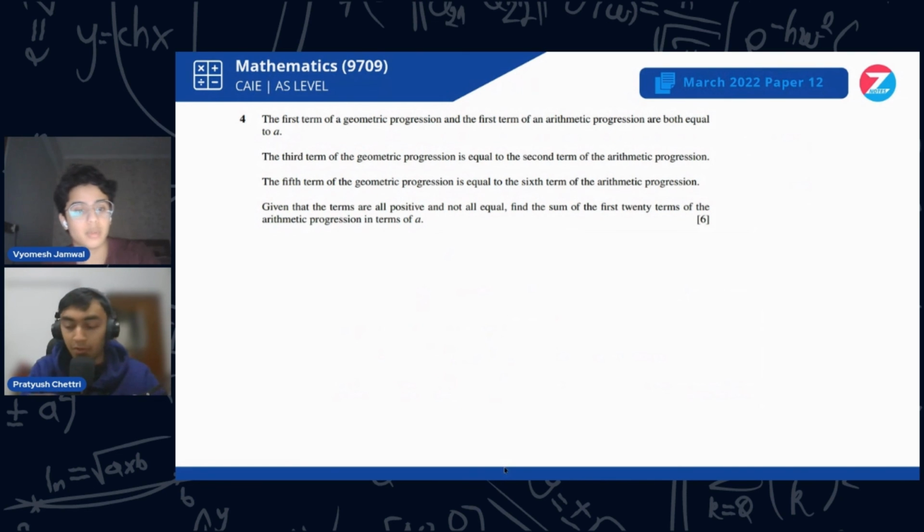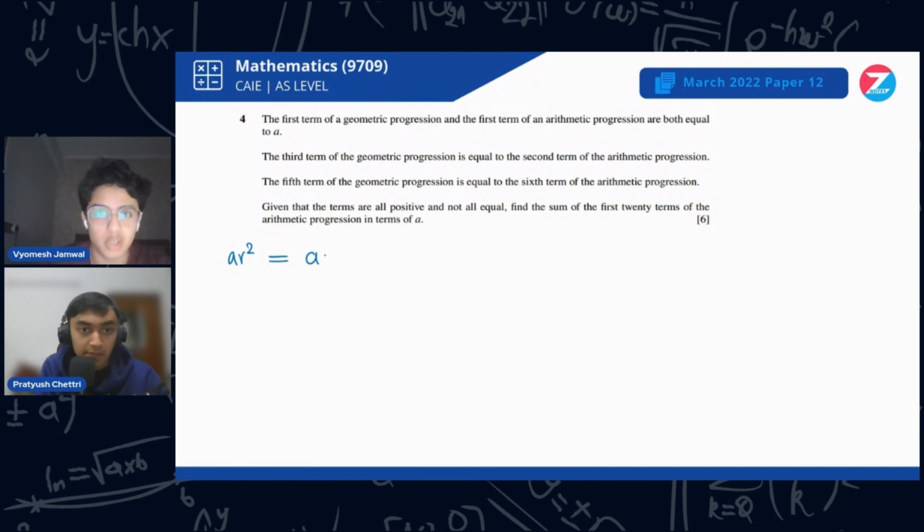Should I try this one, Ramesh? Yeah, go ahead. So it says that the first term of a geometric progression and the first term of an arithmetic progression are both equal to A. The third term of the geometric progression is equal to the second term of the arithmetic progression. So let's just take that down immediately. The third term of the geometric progression is going to be ar squared, equal to the second term of an arithmetic progression, which is going to be a plus d.